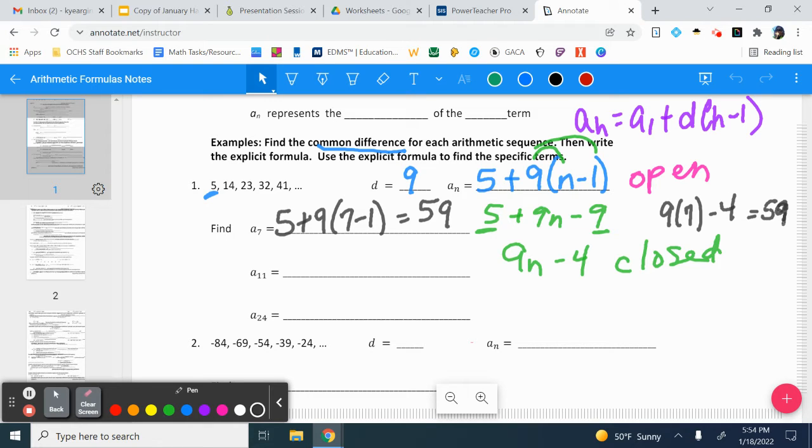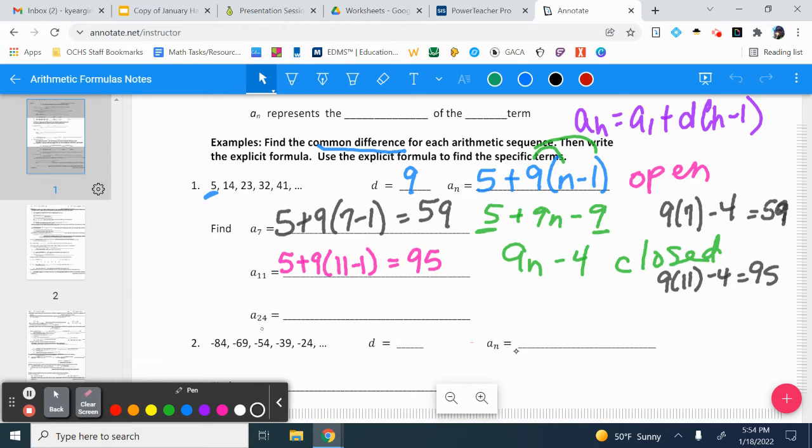Now, if I'm going to find the 11th term, we'll type it into the open formula first. So it would be 5 plus 9, but instead of a 7, now we're going to use an 11. Take a second, put that into our calculator. Where we get our 11th term to be 95. If I want to use the closed formula here, again, I would just say 9 times 11 minus 4. So 99 minus 4 is 95. Again, I don't care which version you use because it doesn't specify. You just need to be in good practice to use both.